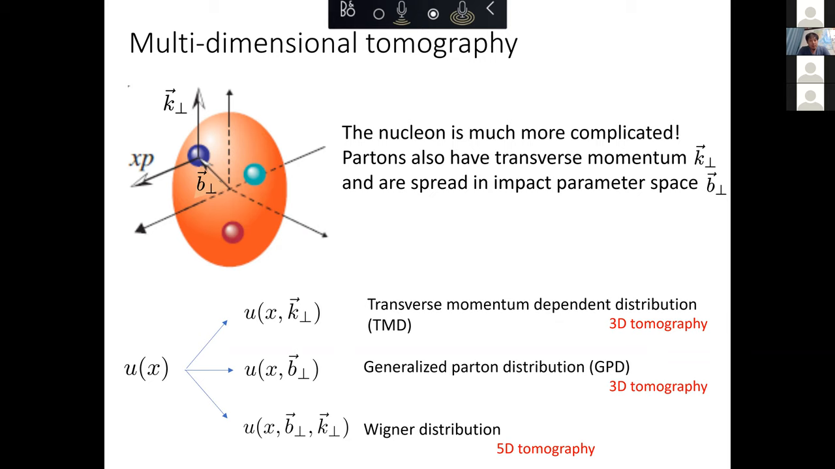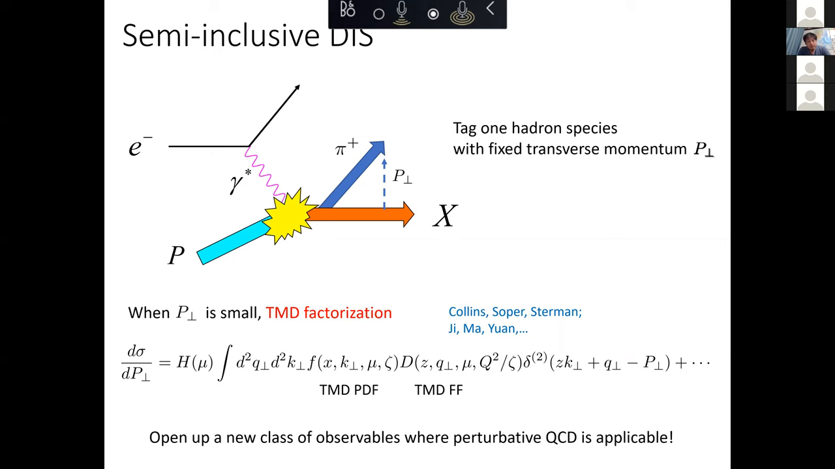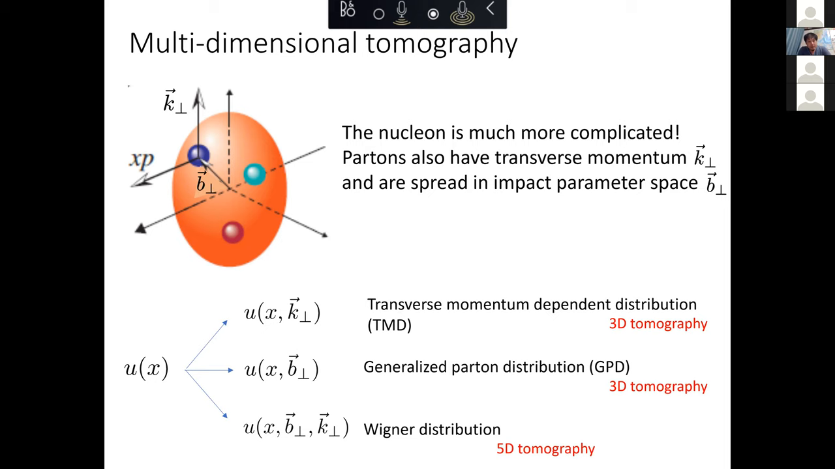So let me first quickly go through the TMD and GPD. Just a quick question: I can think of b perp and k perp as conjugate variables to each other, right? Well, not exactly, but you can define them simultaneously. It's the same as the Wigner distribution in quantum mechanics. You can define a phase-space distribution function, and you can measure it anyway. It's the same story as in quantum mechanics.